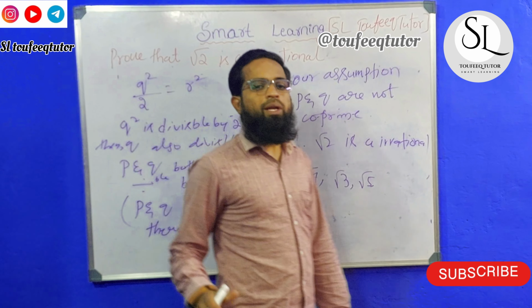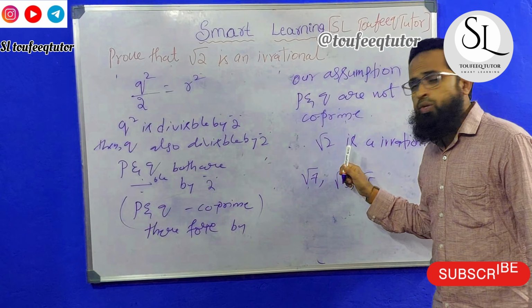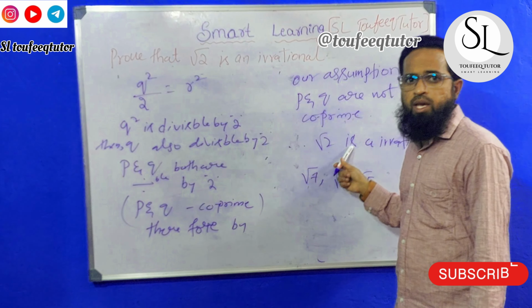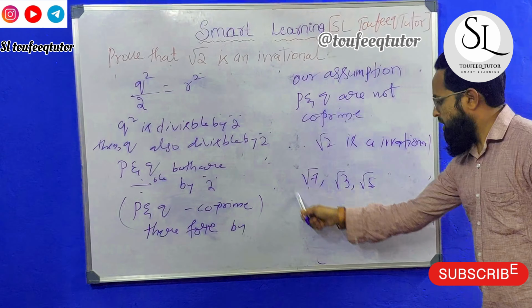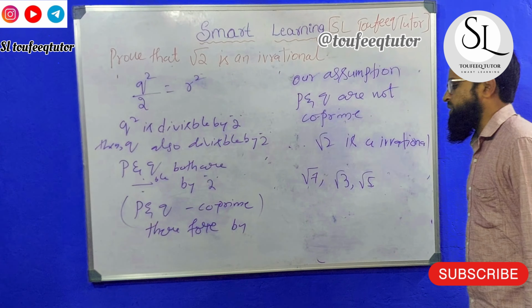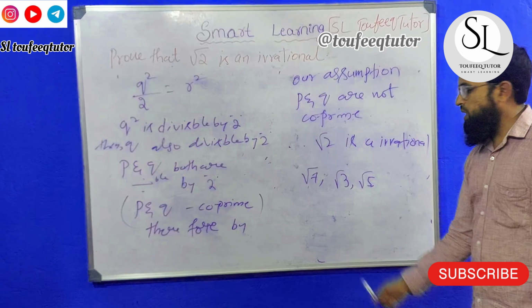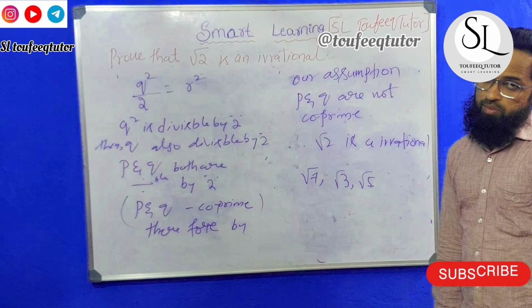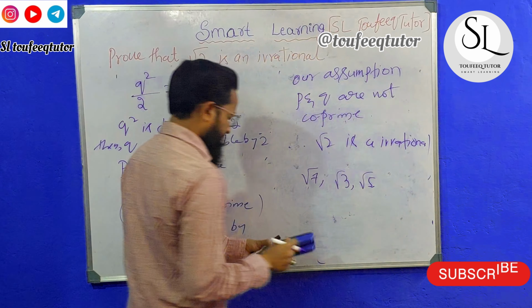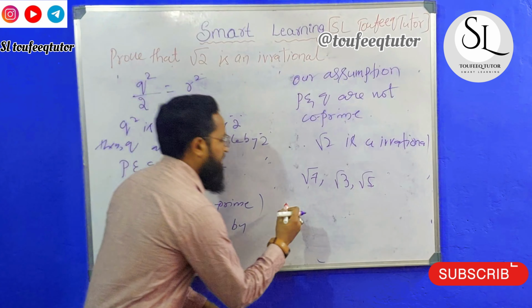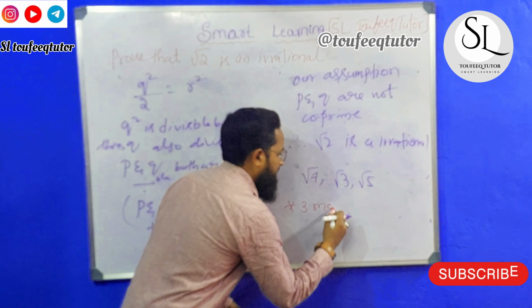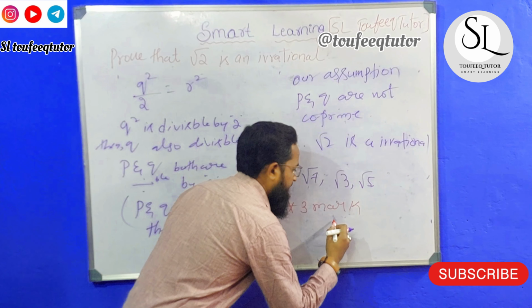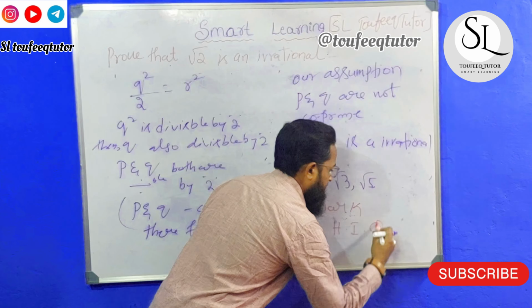Hope you are all commenting. You are dropping your comments in the video on these 3 questions. Prove that root 7, root 3, and root 5 are irrational. Remember, it's a 3 mark, highly important question.